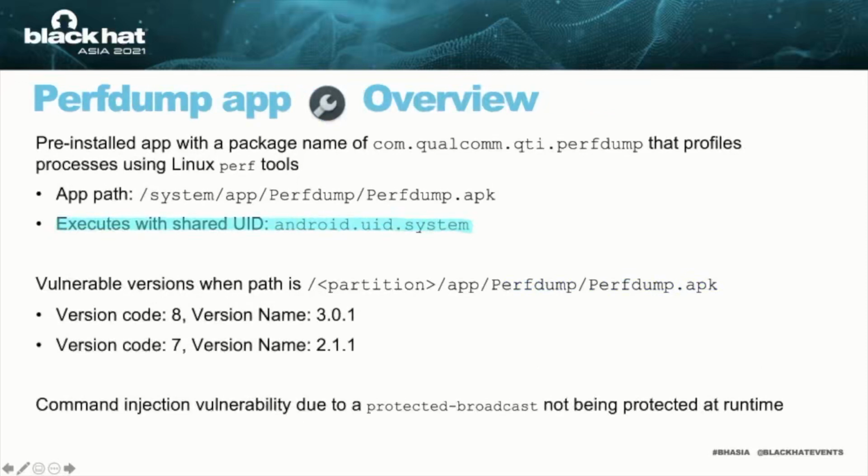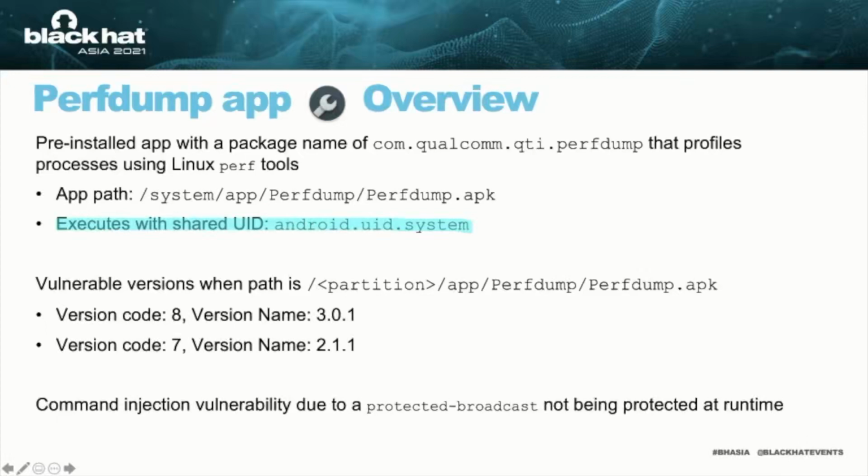Also, there is the perfdump app, which was present on various vendors and models. And this application will profile processes using the Linux perf tools. You can see the app path is system app, and this application executes with the system shared user ID, which makes it very powerful, since it's considered to be part of the system, and is granted a lot of permissions by default. So we've listed some of the vulnerable versions which we've encountered.